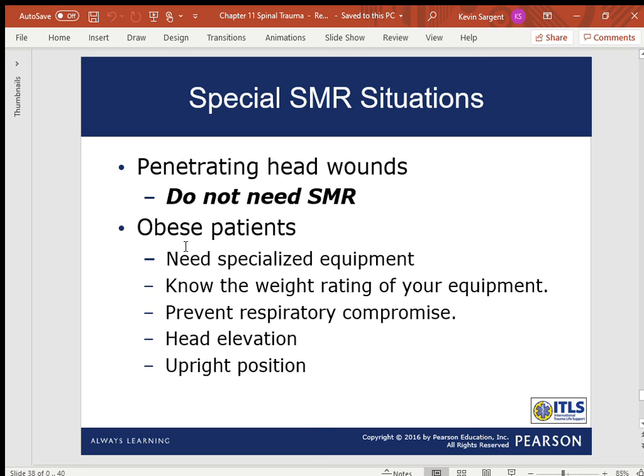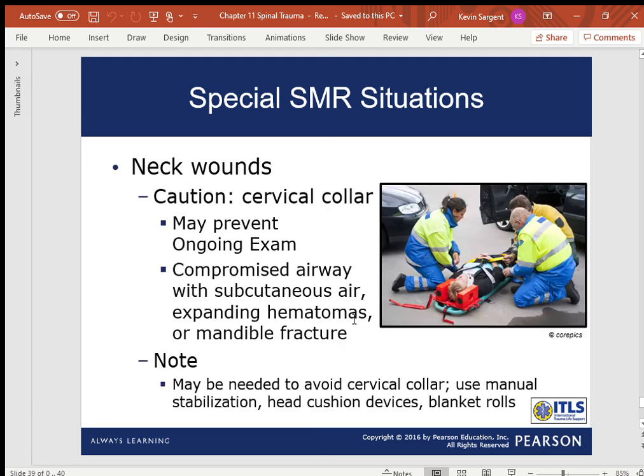Okay, obese patients need specialized equipment. You should know the rating of your equipment. Prevent respiratory compromise. If this person never lays flat, you may need to immobilize them in the position that they're found. Hand elevation, upright position. Do not lay someone flat on their back that cannot move their chest wall by themselves. Neck wounds: a cervical collar may prevent ongoing exam. It may compromise airway with subcutaneous air. It may expand hematoma or mandible fractures. So be very, very careful.